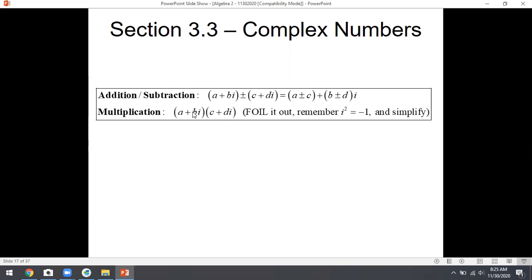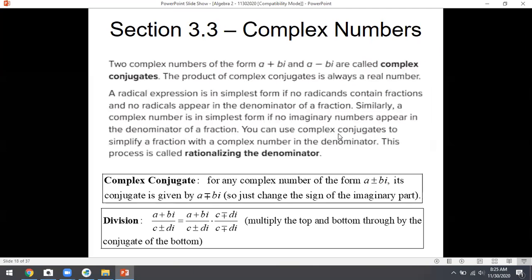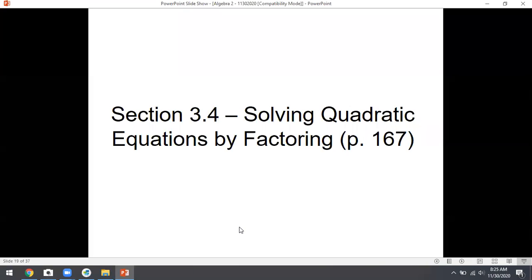For multiplication, all you got to do is FOIL it out, okay? Just normal distribution kind of stuff. And when you do, remember i squared is -1. And probably the hardest thing to remember is when you do division, you have to use the complex conjugate. You have to do the conjugate of the bottom, whatever the bottom is. If it's c plus di, then you should multiply the top and bottom by its conjugate, which would be c minus di. And if it's c minus di, you'd multiply by c plus di. And that's really all there is to working with complex numbers.